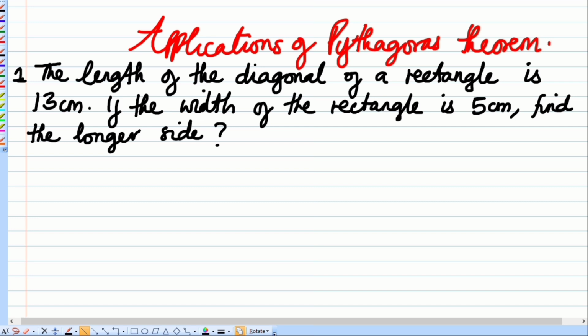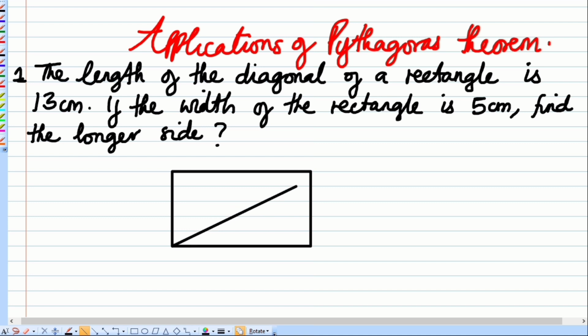So I always like to make this more graphical. So let's draw our rectangle. Let's say this is a rectangle we are talking about. What's a diagonal? A diagonal is a line that is drawn from one vertex, one point of a rectangle, to another point. So let's draw the diagonal. Okay, so from the question, they say the diagonal is what? 13 cm. So this will be 13 cm.